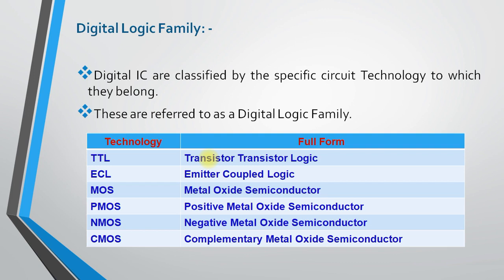Now next full form is known as MOS. The full form of MOS technology is metal oxide semiconductor. Next two full forms are based on each other, PMOS and NMOS. P means positive, N means negative. MOS means metal oxide semiconductor. And the last is known as CMOS. The full form of CMOS is complementary metal oxide semiconductor.